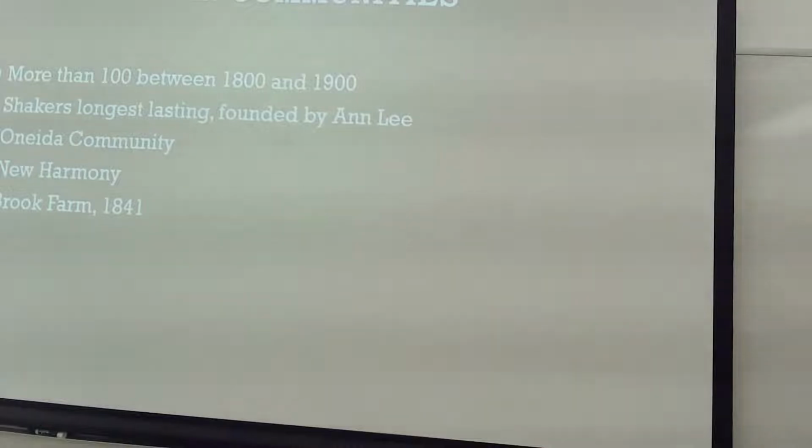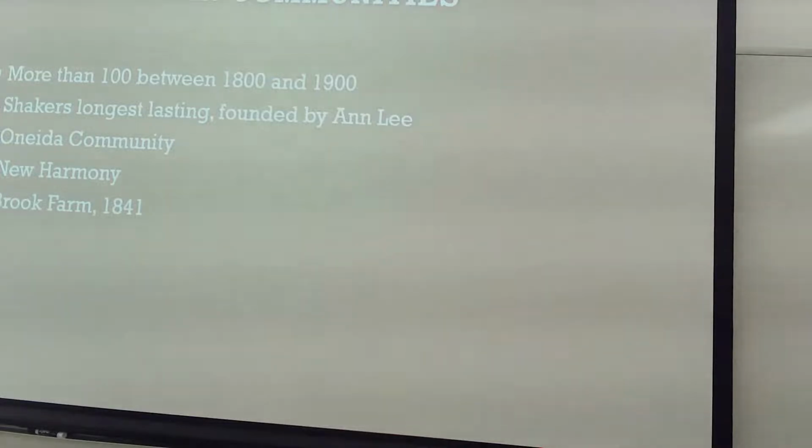They're going to come back again in the 1960s and 70s when we have the hippie movement. A utopian community is a perfect community. They're trying to create utopia, which is a perfect society. And there are more than 100 different utopian communities that will be established between 1800 and 1900.